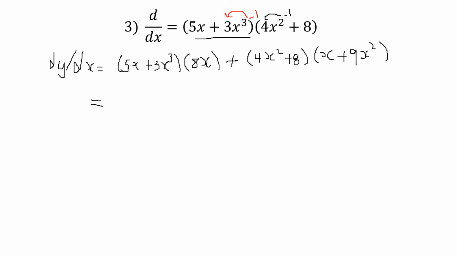Again, we're going back to basic algebra. So 8 times this, and we have the same 8 multiplied by this over here. If I do that, I end up with 40x squared, right? So 8x times 5x is 40x squared, plus 8x times 3x cubed should give me 24. So 8 times 3 is 24, and x cubed times x gives x to the 4th.